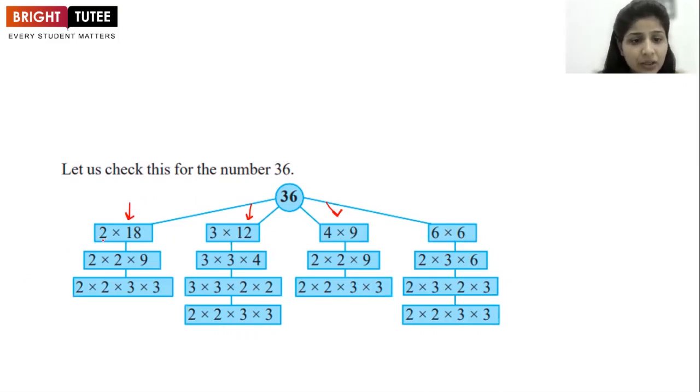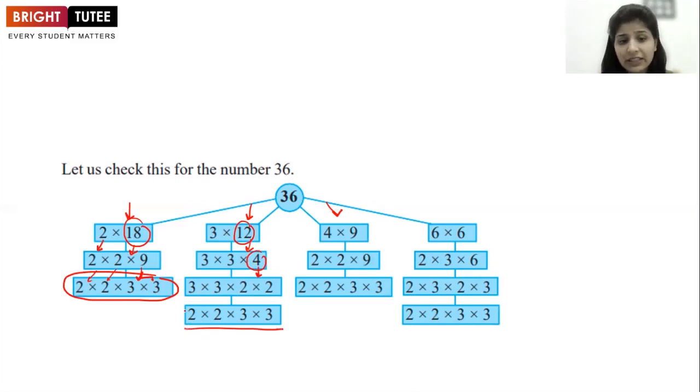Just see, 2 is a prime number, written as it is. 18 can be written as 2 into 9. This 2 is copied as it is. 9 can be converted to 3 into 3. So 2 and 3 are both prime numbers. So we have expressed 36 as 2 times 2 and 2 times 3. In case we solve 12, it can be written as 3 into 4. 4 can be written as 2 into 2, because 4 is not a prime number. We have to get prime numbers only. So 3 and 2 are prime numbers. See, this is the same: 2 times 2 and 2 times 3.